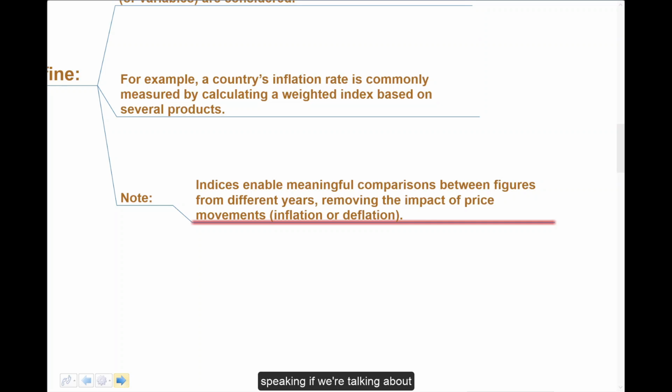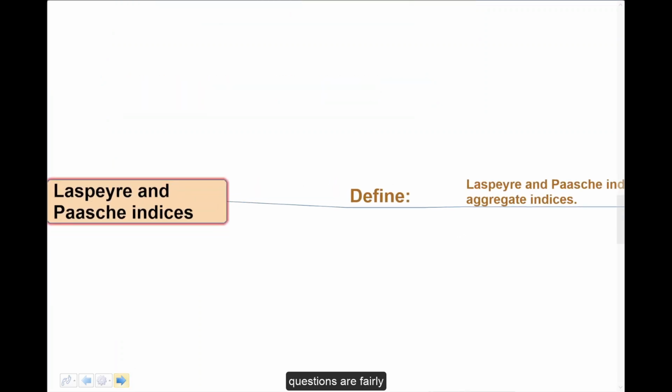Generally speaking, if we're talking about inflation, we're talking about going from, let's say, a lower figure 3 years ago to a higher figure now. So really, the fraction is going to be top heavy, isn't it? It's going to have the higher figure on top, lower figure on the bottom. Again, you'll see what I mean when we get into the meaty objective test questions. Again, I don't think this is really difficult. I think the questions are fairly straightforward.